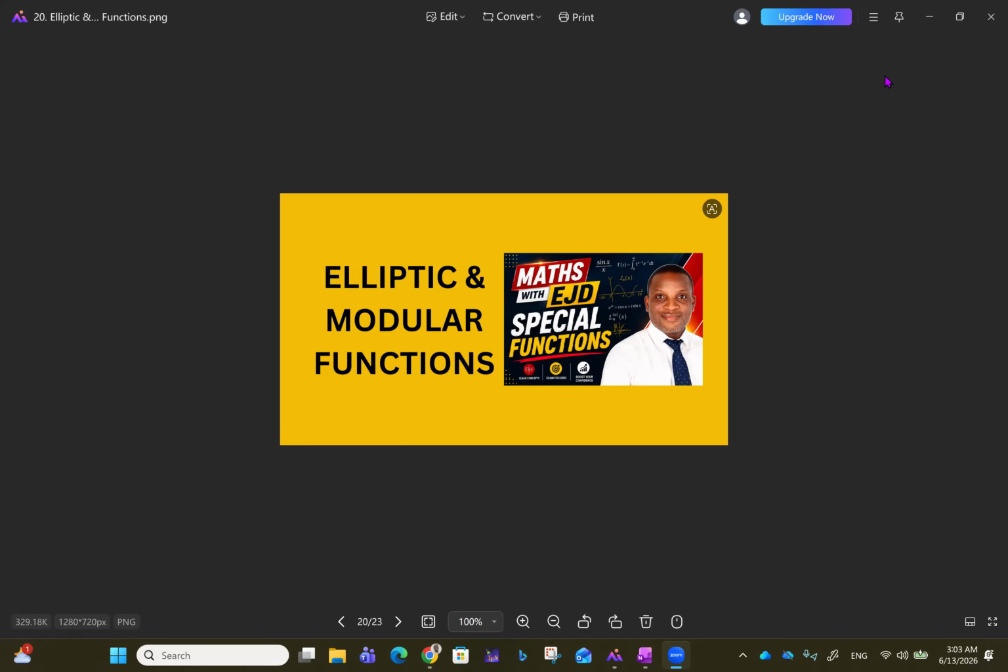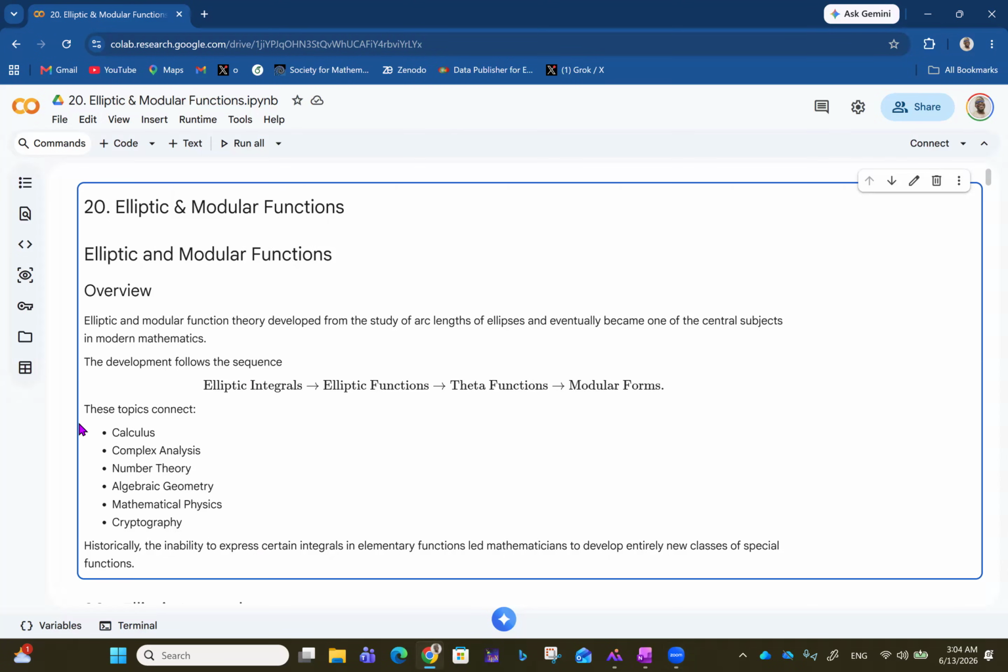Now let's consider elliptic and modular functions as we still continue to talk about special functions.